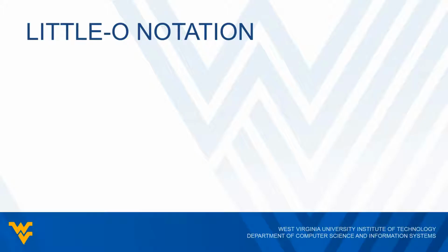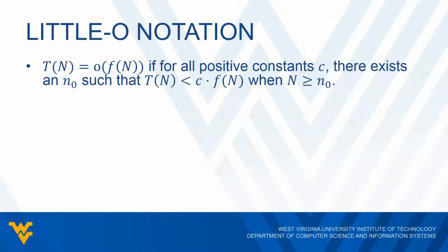We have one more notation to take a look at. So we say that T of n is little o of f of n. Notice that we're using a lowercase o right here instead of a capital O. We say that T of n is little o of f of n if for all positive constants c, we have some n naught where T of n is strictly less than c times f of n whenever n is greater than or equal to n naught. So this is what we call little o notation. That's why we use the little o symbol instead of the capital O or the big O.